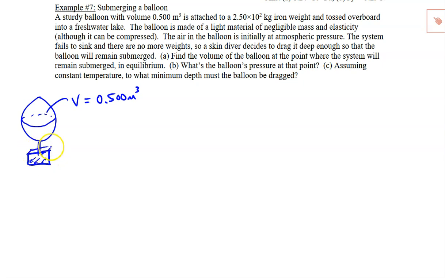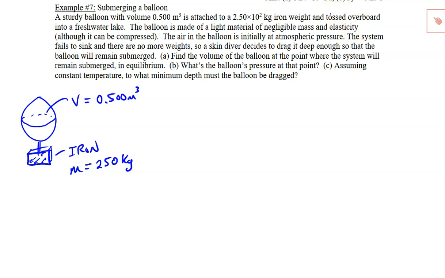I'm trying to make it look three-dimensional here. So this is my iron in here. And that piece of iron has a mass of 2,250 kilograms, 2.5 to the power 2. It's attached to this iron weight, tossed overboard into a fresh lake.